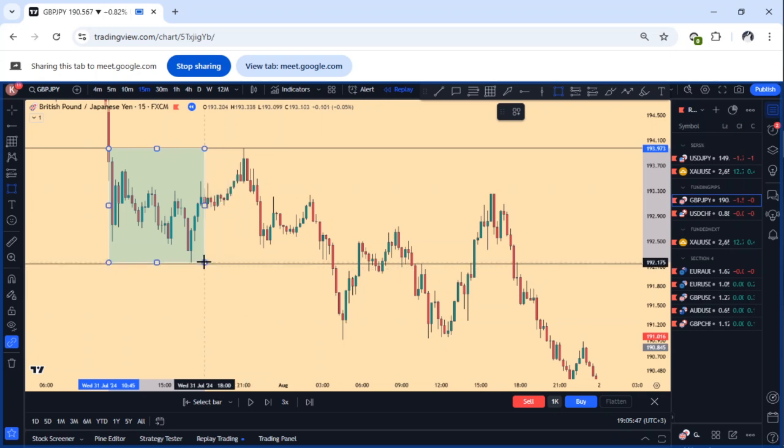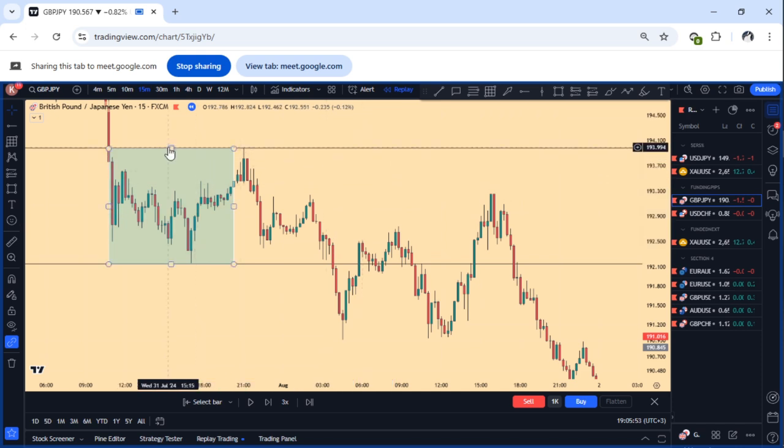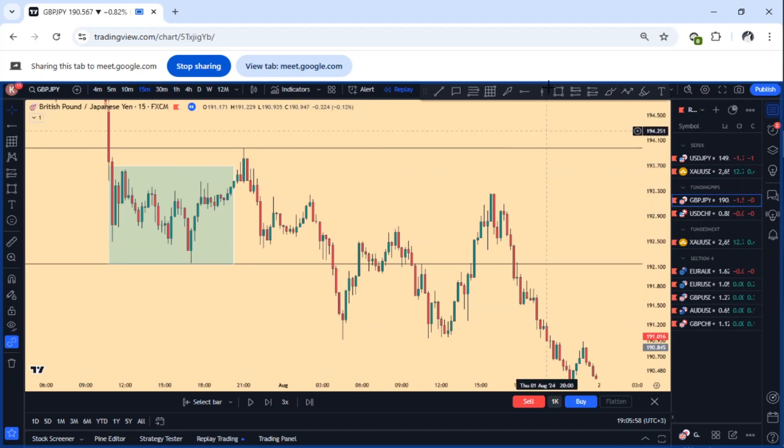We can even add, if you are an ICT guy, from an ICT background, you'll see that we first of all get a sort of range. Then we have the AMD cycle playing in. So this would be accumulation.